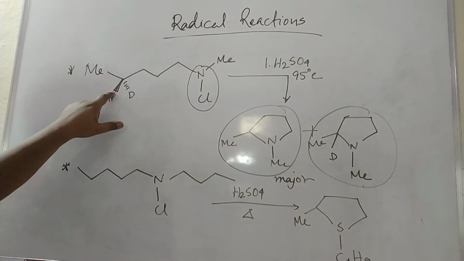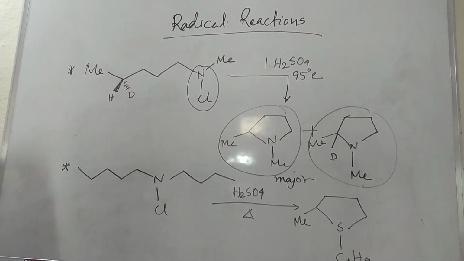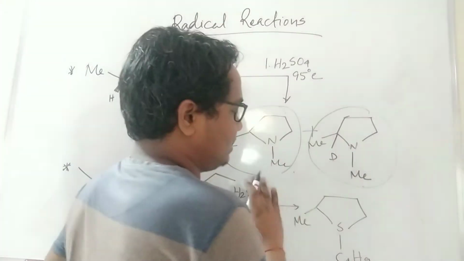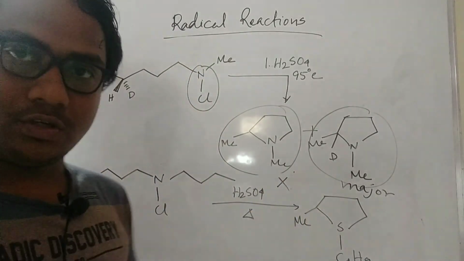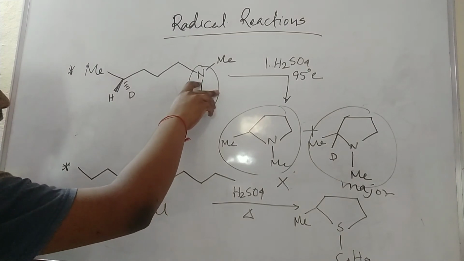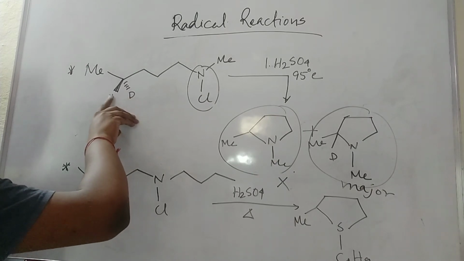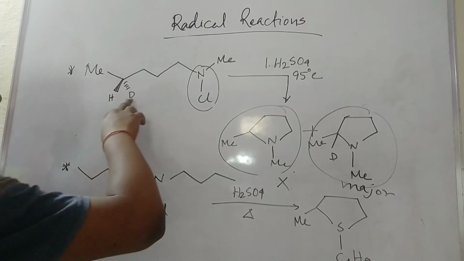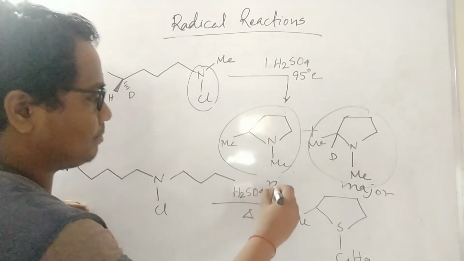First, the deuterium will abstract that hydrogen. Oh no, sorry, actually the major product is this, not this. This is minor. So what is the mechanism? Here the N dot plus will form, and it will abstract this hydrogen, not deuterium, because radical abstraction of protium is more facile than deuterium. The deuterium product also forms, but it is the minor product. So you can also say that some percentage will form.